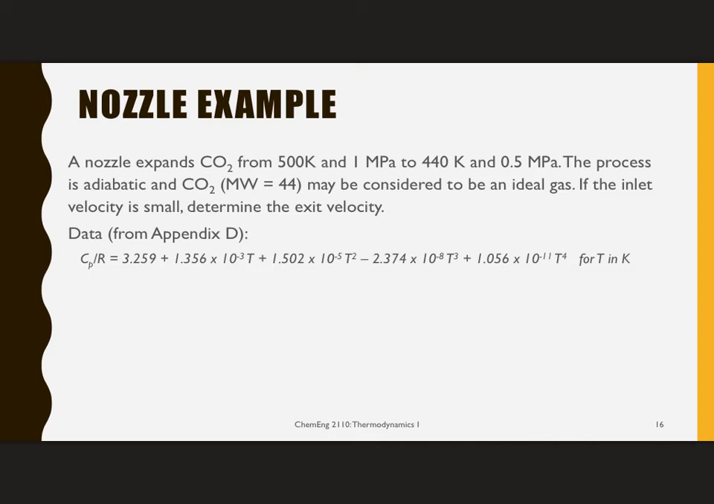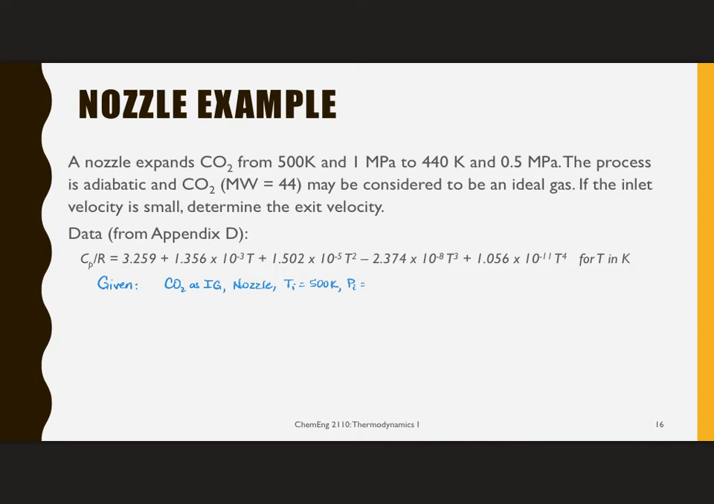My recommendation when you work a problem like this, and all of our problems are going to be story problems of this sort, is that they're long and complicated, so I recommend beginning by rewriting the problem statement with symbols. So we're going to have CO2 as an ideal gas, and we have a nozzle. We'll discuss that in a moment. The inlet temperature is 500 Kelvin. The inlet pressure is 1 megapascal.